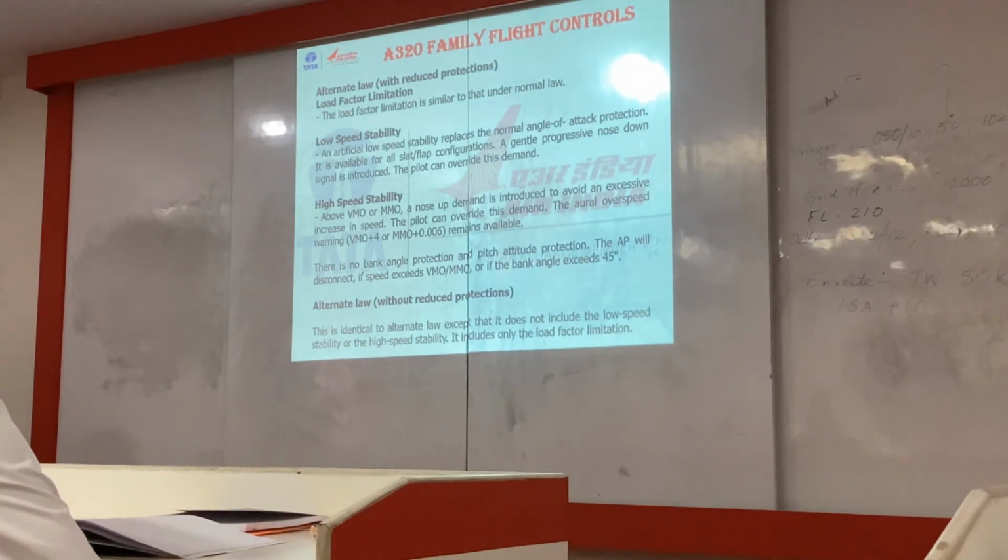Alternate law without reduced protection. This is identical to alternate law except that it does not include the low speed stability. So here the low speed stability will not be there. Rest of the things, high speed also, are the same.